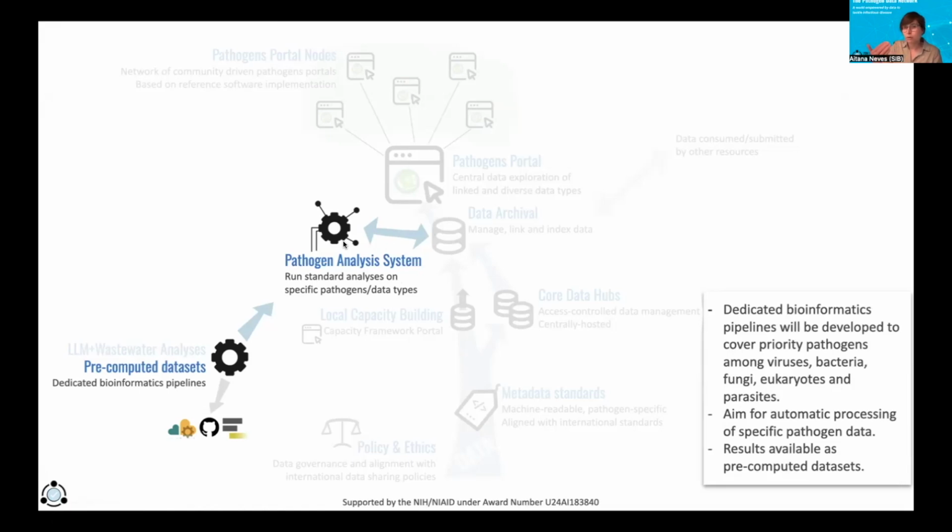For example, it will undergo assembly or it will undergo variant calling. And then the results will then become also available through the Pathogens Portal. So it avoids that everyone in the world is redoing those same analysis, and basically those pre-computed data sets are also made available.